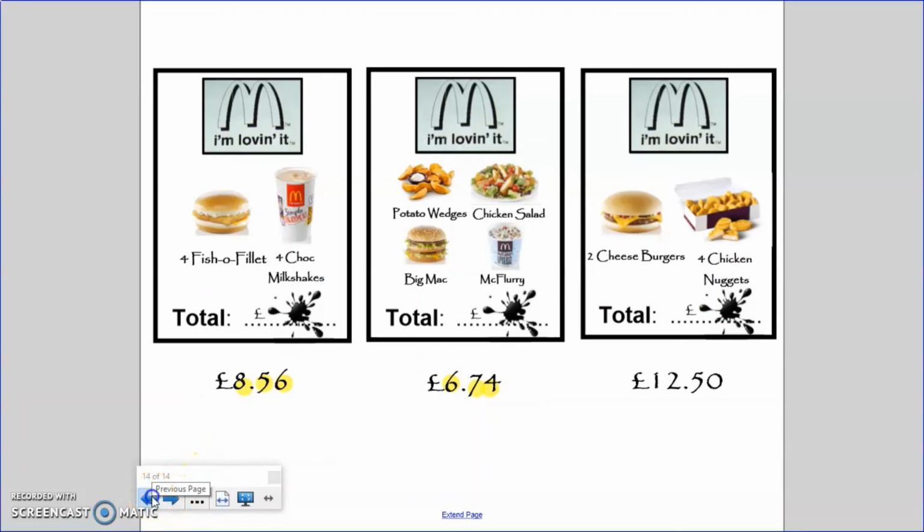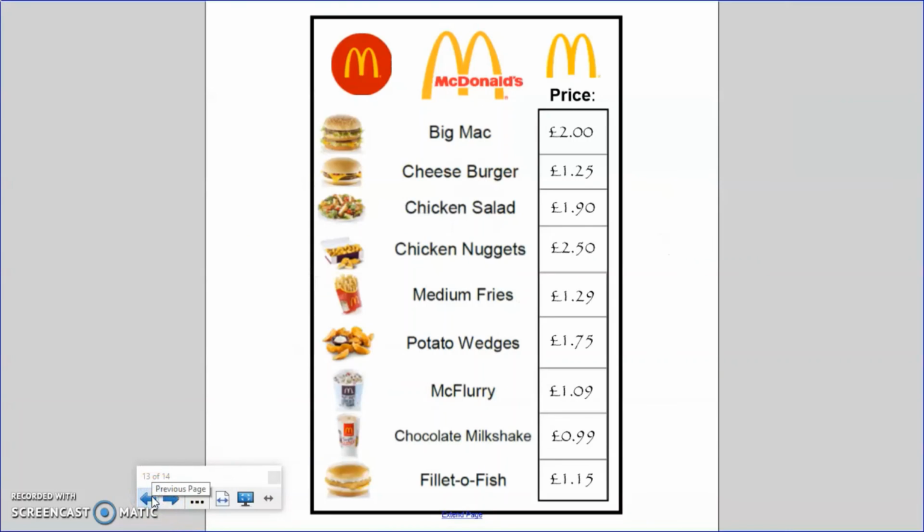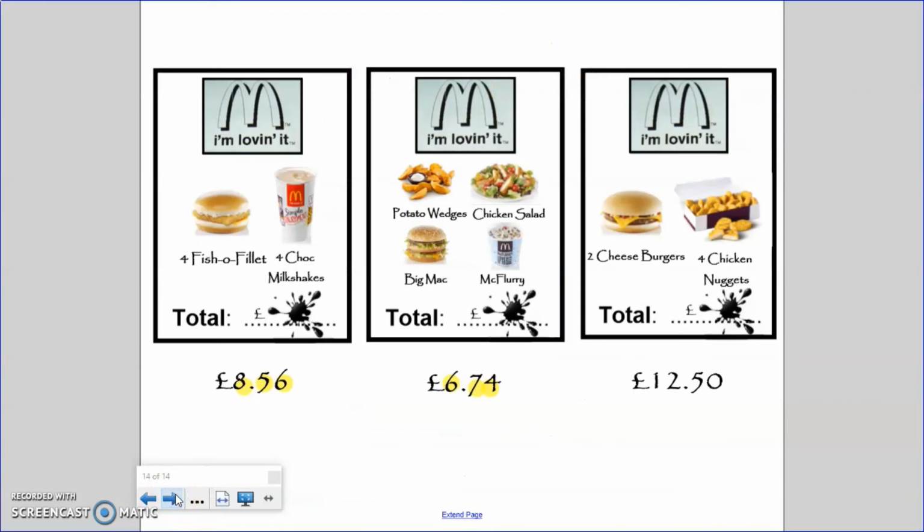Okay, if you were able to recreate that McDonald's menu accurately and also find the 3 missing values, then that's brilliant. You've shown a very good understanding of solving simultaneous equations, but also putting a little bit of context with those simultaneous equations and also applying a problem-solving element.